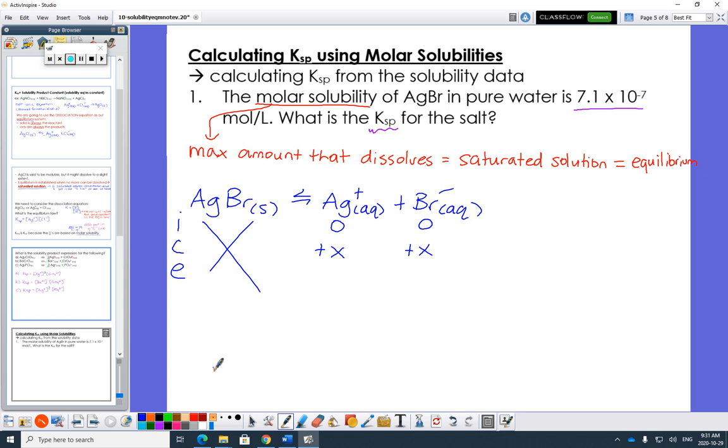So what we're going to kind of do is cheat a little bit at stoichiometry. Technically, it says the molar solubility of AgBr in pure water is 7.1 times 10 to the negative 7. Technically, this is AgBr, yes? So that value should go here.